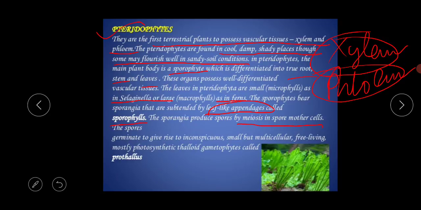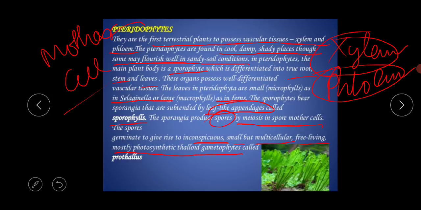So for the production of spores it needs one mother cell, because we all know that from the mother cell a new offspring will be produced. So these sporangia produce spores by meiosis in the spore mother cell, and after that these spores germinate to give rise to inconspicuous, small but multicellular, free living, mostly photosynthetic thalloid gametophyte called the prothallus.